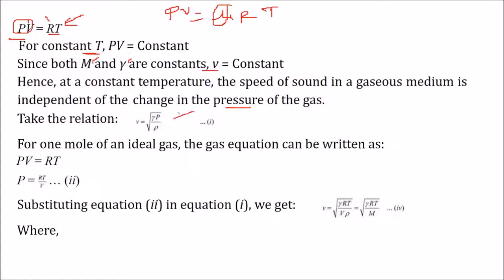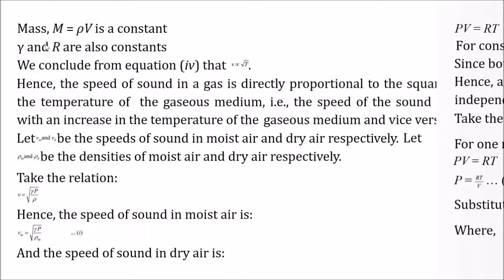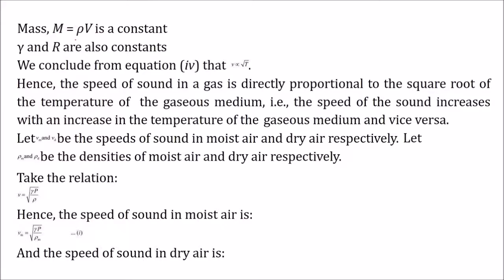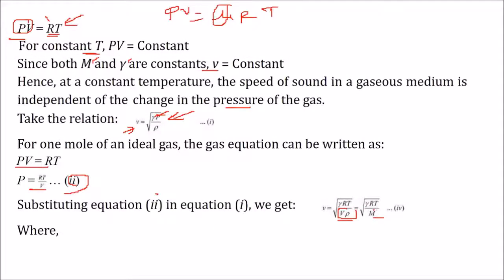Now again, for 1 mole, we take the relation mu equal to 1. What is P? P can be written as RT by V. Now substituting this second relation in our first equation, we put RT by V in place of P. So this becomes gamma RT by rho into V, and we know that rho into V, that is density into volume, is mass. So gamma RT by M. Here this mass will remain constant, rho into V. So what we get? Gamma RT.